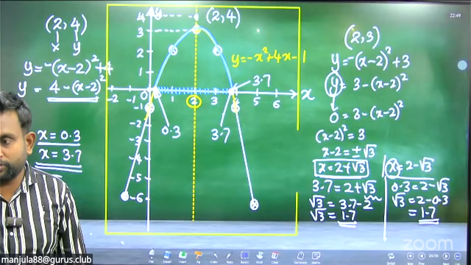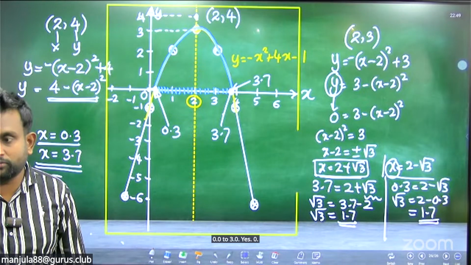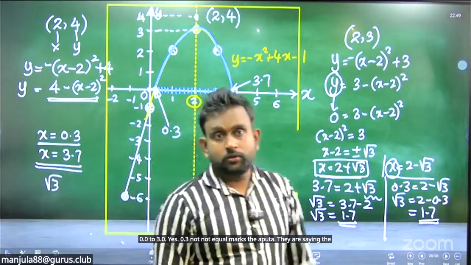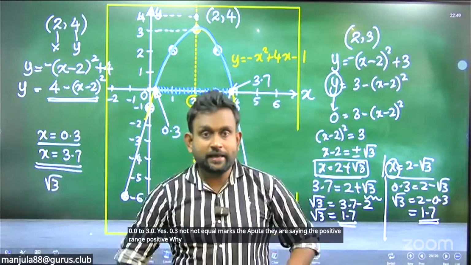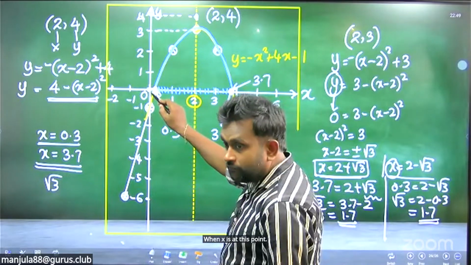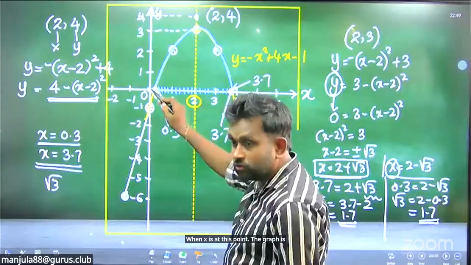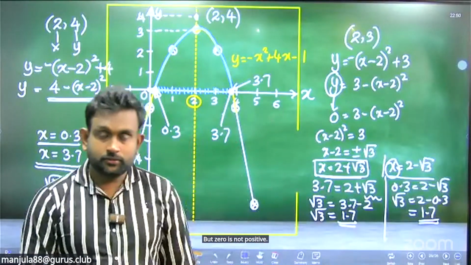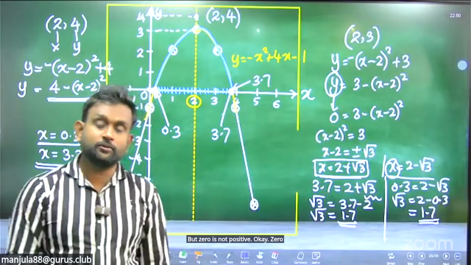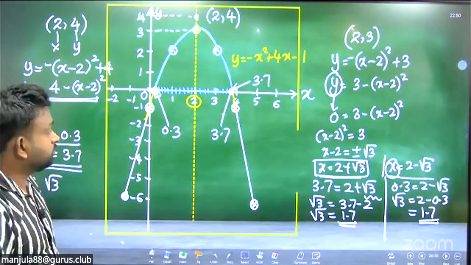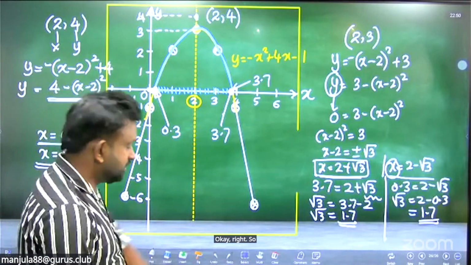0.0 to 3.0. Yes. 0.3 not equal marks there, Putta. They are saying the positive range. Positive. Why? 0 is not considered as a positive. When x is at this point, the graph is 0. Function is 0. But 0 is not positive. Okay? 0 is not considered as a positive value. Okay, right. So that is fine. We completed the first question.